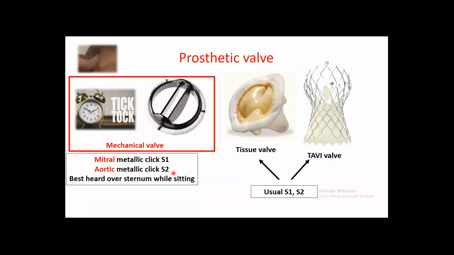So this click sound is actually better propagated across bone, so it is best heard over the lower part of the sternum while the patient is sitting. This is the maximum site of hearing of the mechanical valve click, even better heard than the original site of the valve, like mitral or aorta. So normally we hear this click with systole in the mitral position, and with diastole in the aortic position.